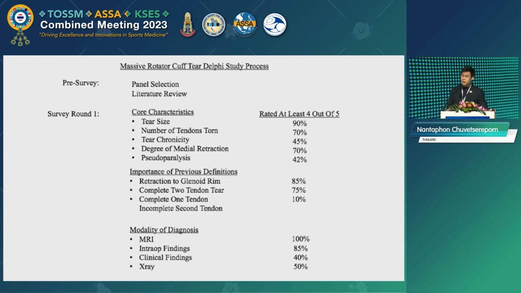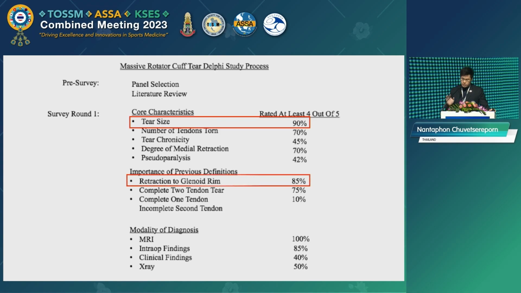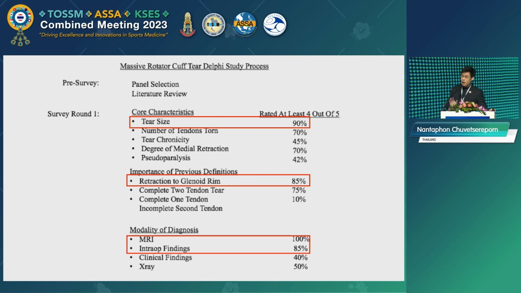Here is the result of the first round survey. As you see, more than 90% think that tear size is important. Retraction to glenoid rim and diagnosis by MRI or intraoperatively are also taken into account.